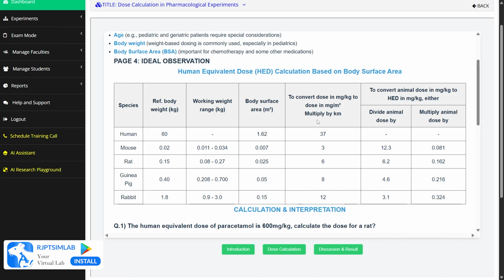This is the equivalent dose for a human of weight 60. This section shows how to convert the animal dose. So this is the human equivalent dose, and we have to convert the human equivalent dose for the animal. And then we will see this section.